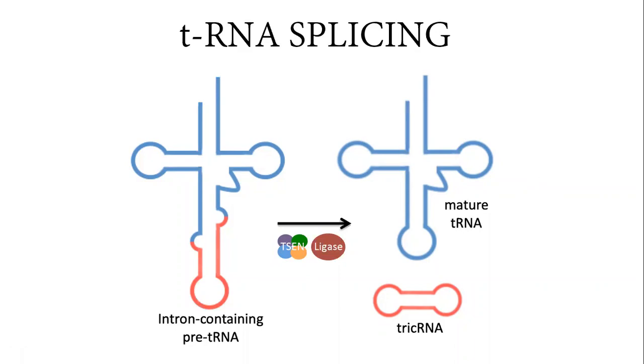tRNA splicing is a special type of splicing that can be observed in each domain of the organisms. It can be observed in eukaryotic, prokaryotic, and archaeal systems. Basically, tRNA splicing differs from mRNA splicing in that here only one intron is present, and this intron is removed to produce the mature tRNA.